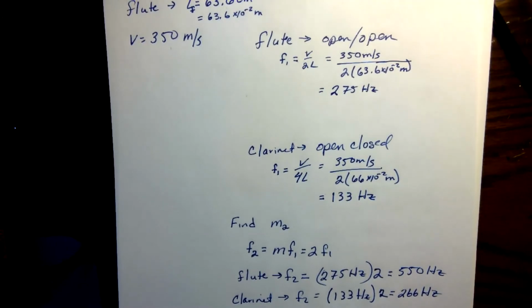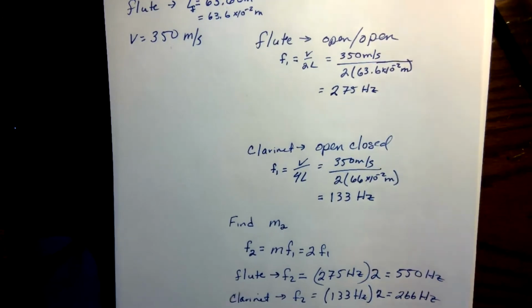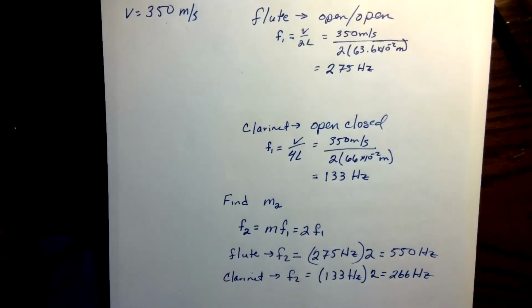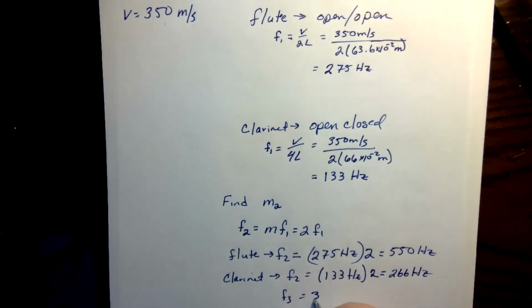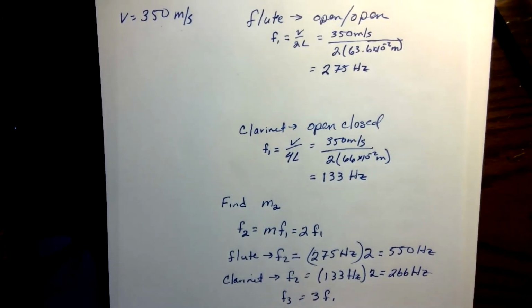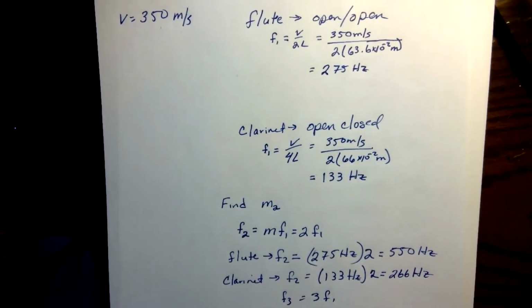All right. Questions here? If I want to find f3, I just take 3 times f1. By f4, it should be 4 times f1. So if you know your fundamental, you can then calculate any other value you want.